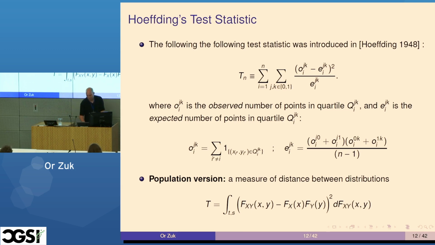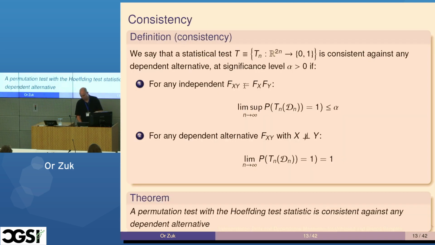Right? So that means that this T_n converges to 0 if they are independent, and converges to something larger than 0 if they are dependent. And using that fact, you can prove what's called consistency. I will not go too much into the details. What we mean by consistency is that when n goes to infinity, things work, which means our error goes to 0. If it's really independent, then our test will accept the null hypothesis. And if they are dependent, then our test will reject the null hypothesis.